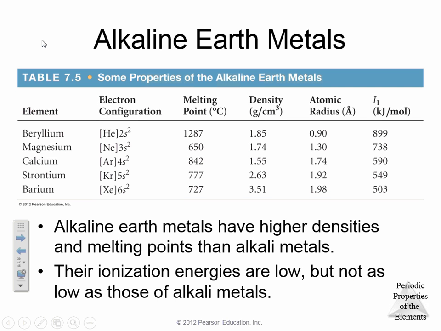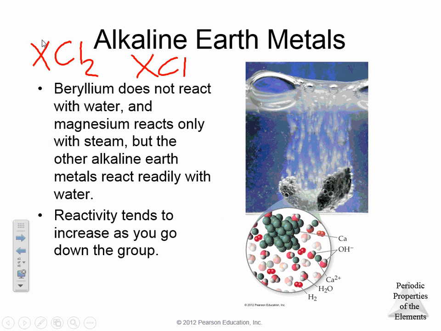Then we go over from group 1 to group 2. Group 2 are called the alkaline earth metals. Why are they the alkaline earth metals? Because in comparison to the alkali metals, these can be found by themselves in nature. You can find calcium, strontium, and barium by themselves. They also have higher densities and melting points, and their ionization energies are low, but not as low as those of alkali metals, because you have to strip away 2 electrons instead of 1, as we talked about in 7.1.